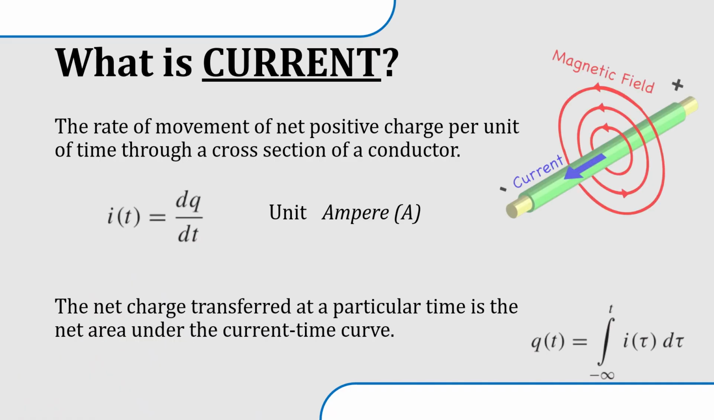For starters, let's ask the question, what is current? So current is the rate of movement of net positive charge per unit of time through a cross-section of a conductor. In a previous video we covered conductors, so if you haven't watched that, I recommend going to that. It's a quick short video and a crash course introducing conductors and insulators. But getting back into current, so current uses the variable I, and current is measured in the units of amperes, which is abbreviated A when specifying certain values, which represents 1 coulomb per second. The net charge transferred at a particular time is the net area under the current time curve.